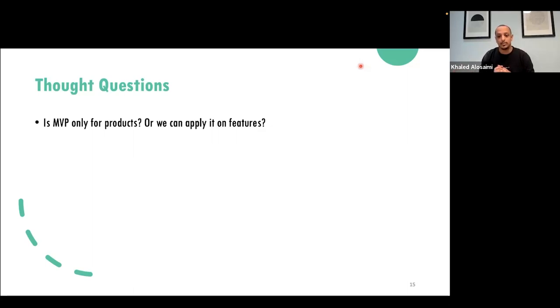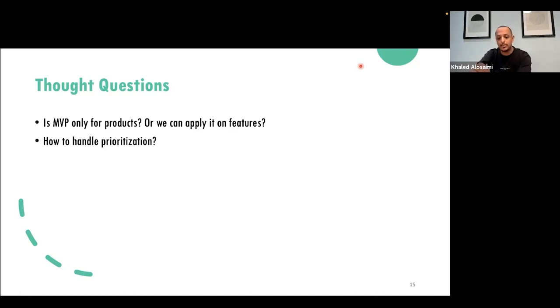Sometimes you just need to create a new concept, a new feature, a new component. And the same exact steps that we did can still be applied. This is the beauty of product management and the beauty of testing and experimentation. At the end of the day, you can sculpt it and mold it in the best way that you see fit.